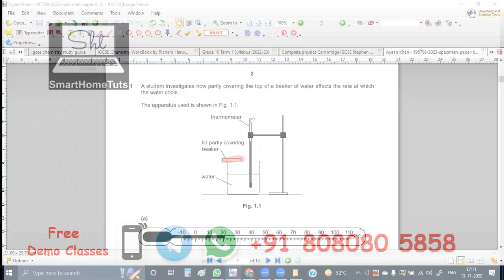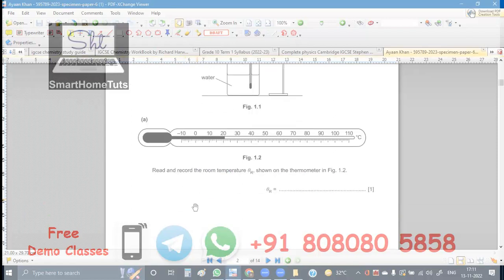A thermometer is there which is going to note down the change in temperature. Depending upon how much we are going to cover the beaker, the fall in temperature is going to vary. The more cover you keep, the more difficult it will be for water to cool down and the temperature fall is going to be slower. This is one concept that you have to keep in mind.